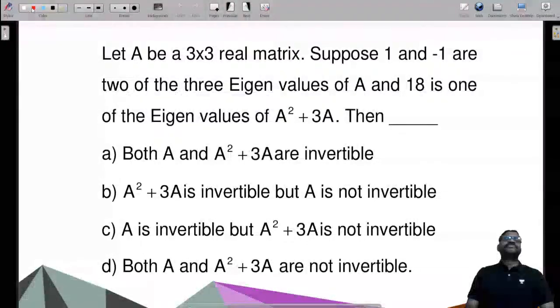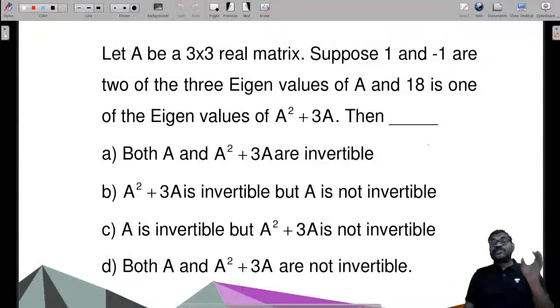Next question. A is a 3 cross 3 real matrix. Suppose 1 and minus 1 are two of the three eigenvalues of A. Actually, A is a 3 cross 3 matrix, na? So it has 3 eigenvalues. They have provided 1 and minus 1. The third eigenvalue they have not provided. 18 is one of the eigenvalues of A square plus 3A.